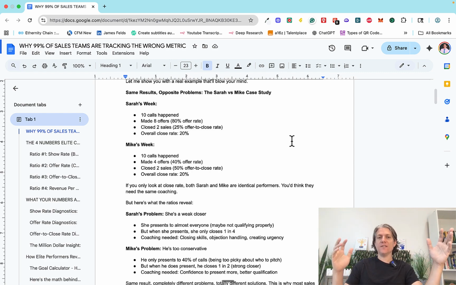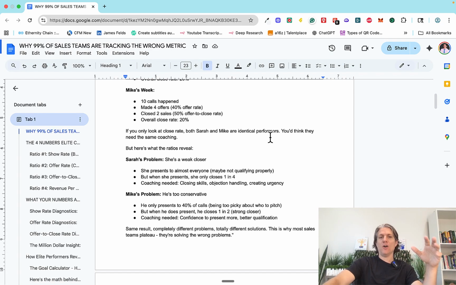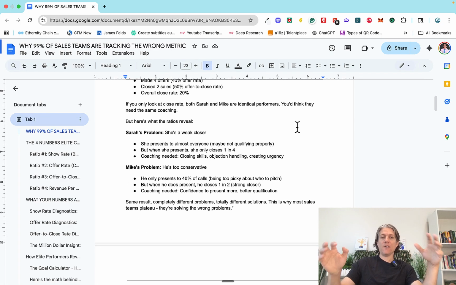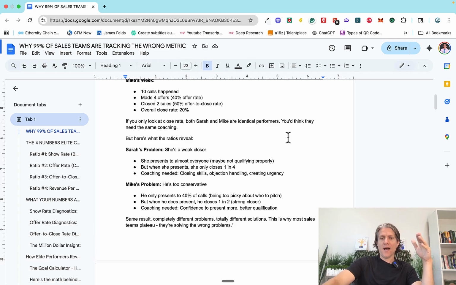You'd think that they need the same coaching, but that's where the ratios change, especially when you're looking at the offer to close rate. So Sarah's problem: she's actually a weak closer. If you look at the numbers, she presents to almost everyone, maybe not qualifying properly enough. She has an 80% offer rate, which is high, but when she presents, she only closes 1 in 4. So the coaching needed is closing skills, objection handling, probably creating urgency.